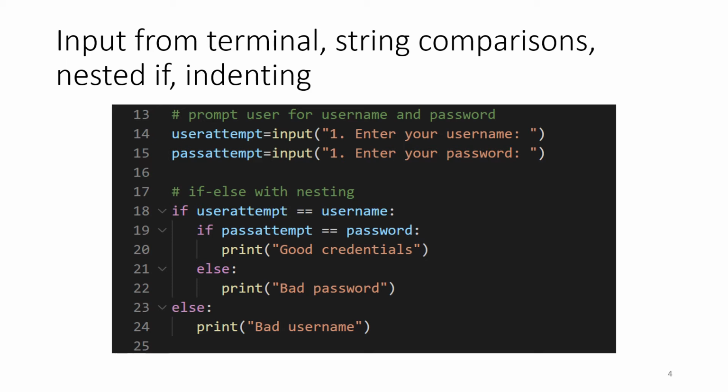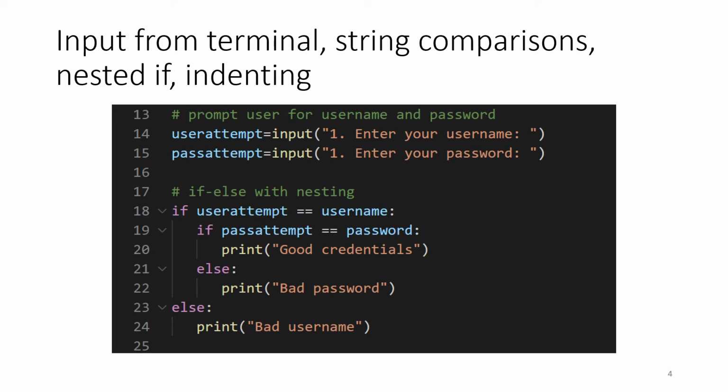So in 18, we're asking the question, is what the user typed for the username equal to the actual username? If that's true, then we're going to go to 19 and start executing that code. If it is false, we're going to go down to the else at 23 that matches the if of 18, and there we will just print bad username.